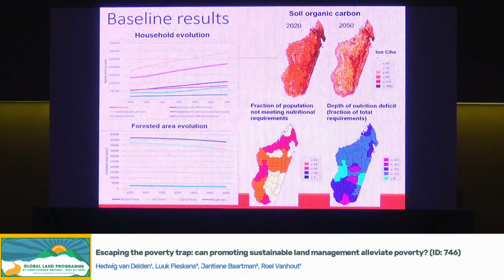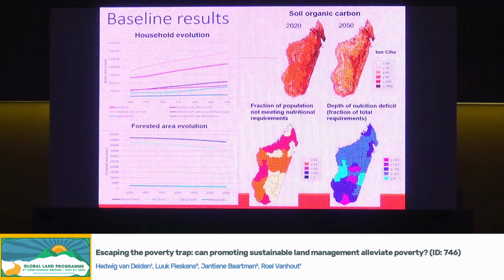So, just as information, baseline results, evolution of the households. What you can see in color are the different household types. The two on top are the subsistence farming and the subsistence farming with some extra activities. And you see all households are evolving over time, so a lot more development on the island. Forest area evolution has, of course, almost the opposite, a decline because of a lack of space.